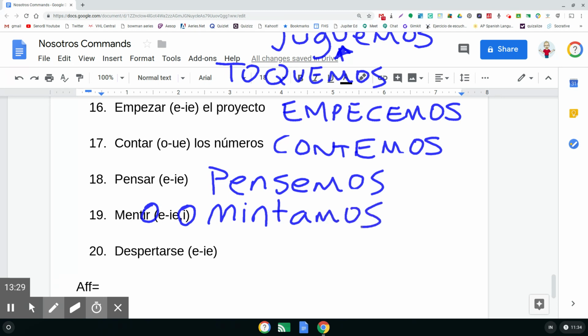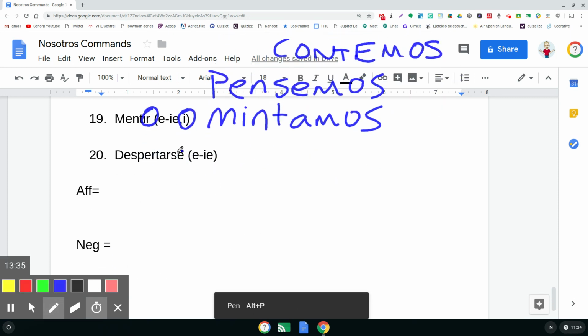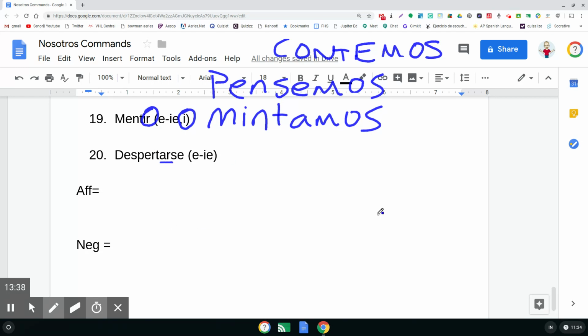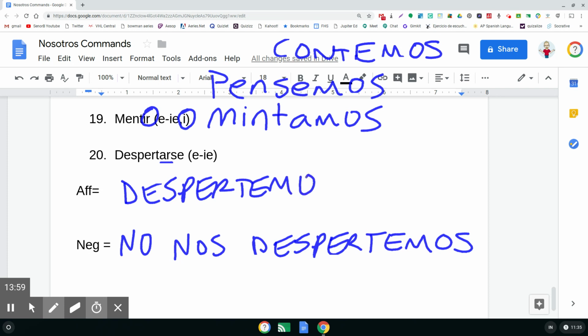And then despertarse, we're going to do both the affirmative and the negatives for that one. Now it is a boot verb, but it's an AR verb, so I do not need to worry about that change. So let's do the negative first because it's easier. No nos, and then the opposite would just be despertemos. And then the affirmative, normally you'd go despertemos, right? M-O-S, but I'm not going to add the S because I'm attaching the nos to it, which will go right here. Despertémonos, just like that. Despertémonos.